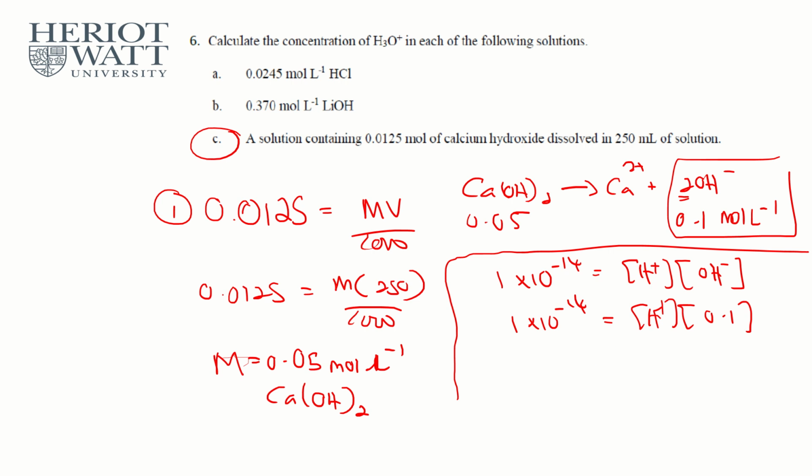1 times 10 to the power of negative 14 divided by 0.1. Get, yeah, why am I pressing the calculator? It's so easy. H plus is equal to 1 times 10 to the power of negative 13, right? So that's the concentration of H plus for C. Let me know if you're not clear, alright? So let's move on.